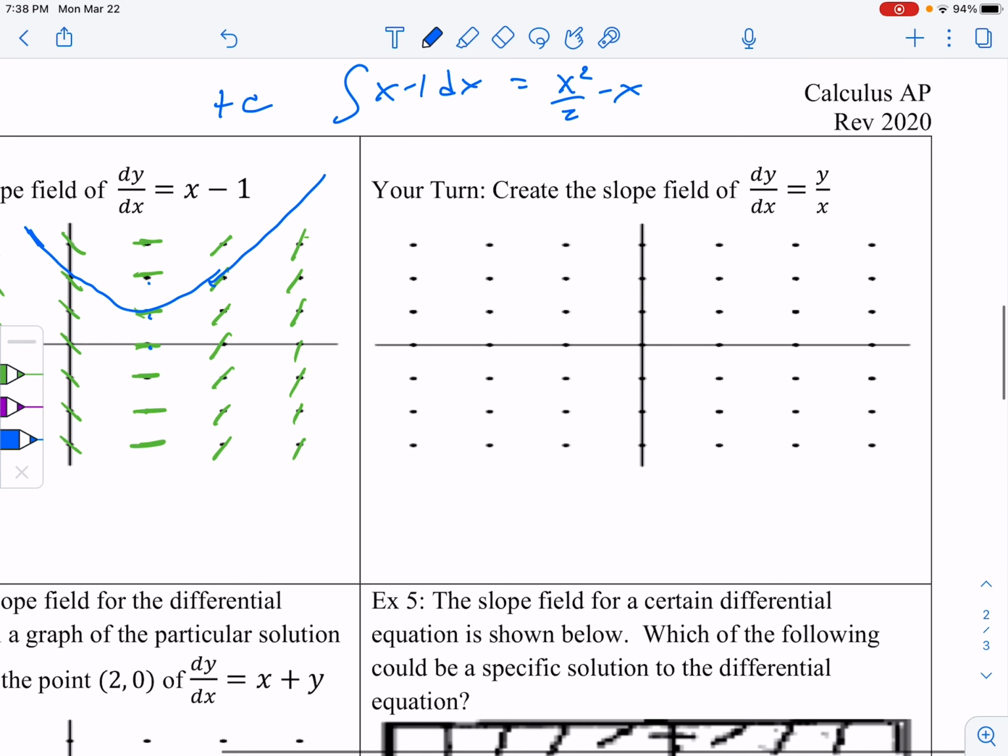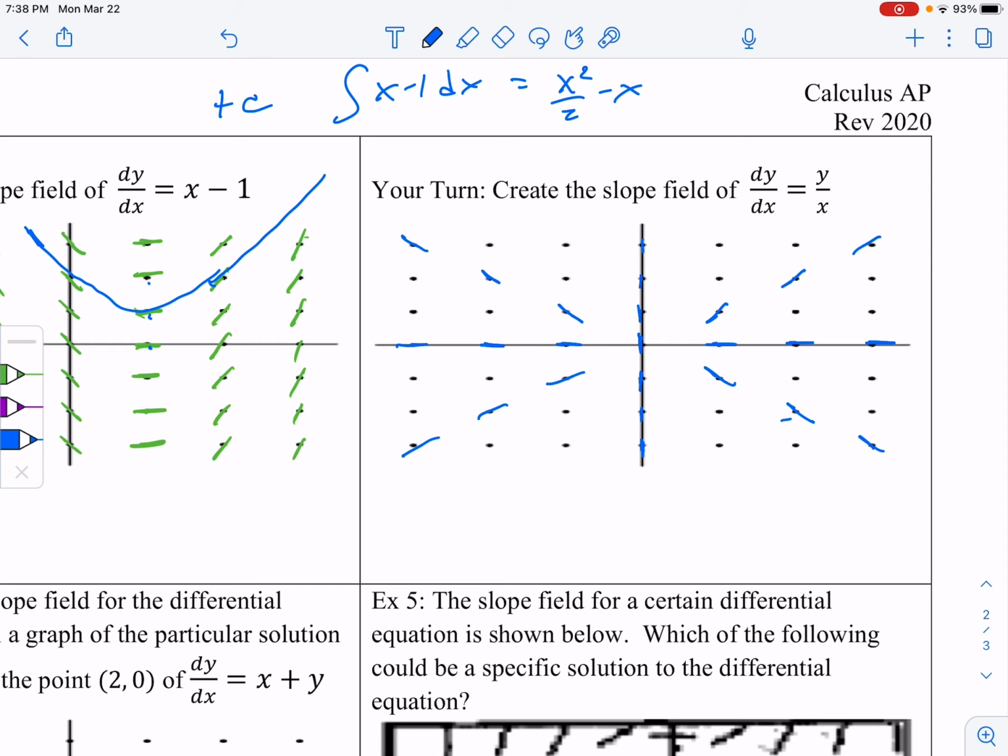So here we go. If x is 0, it's undefined, so these are vertical lines. If y is 0, it's 0. If they're both the same, it's 1. One's positive and one's negative. They're both negative. They're both positive. All right, and you need to put in a couple more.